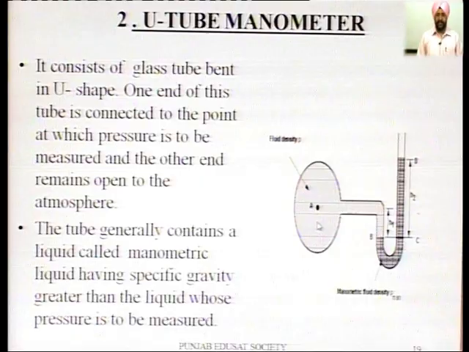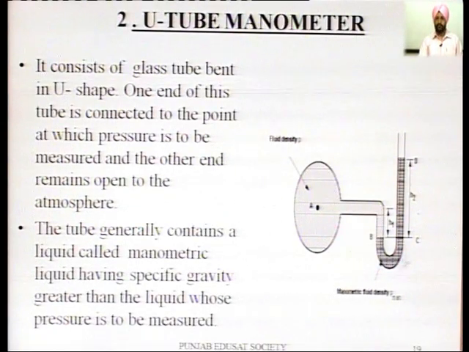Now, in this diagram, you can see that up to here we have one liquid, whose fluid density is rho. This is the liquid whose pressure is to be measured at point A. From this point to here, we have a different liquid, denoted by a dark color in this diagram. This liquid is called the manometric liquid.